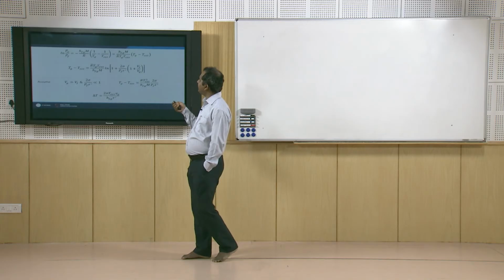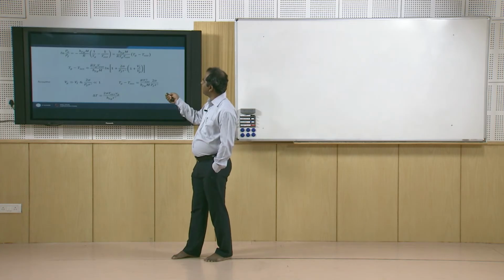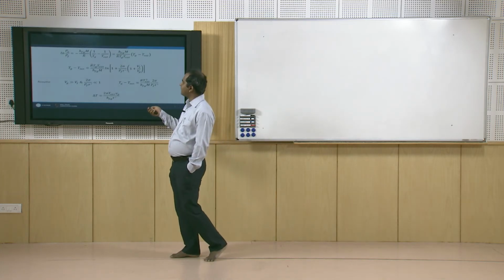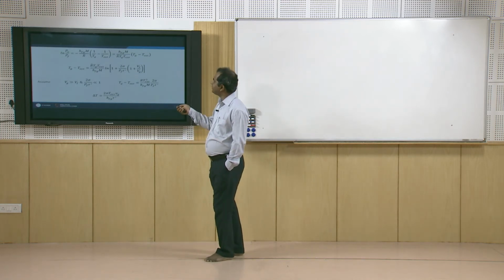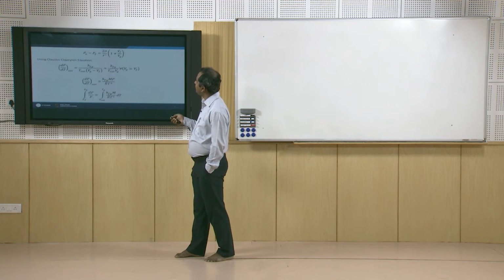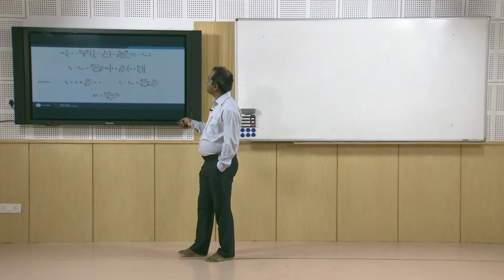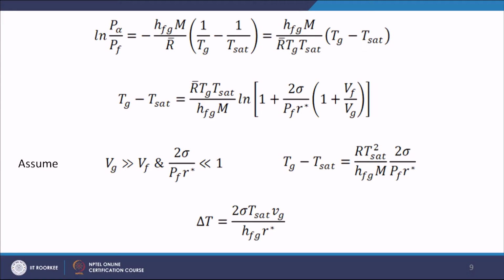Now, from here I can get Tg minus Tsat. Obviously this multiplier will go to the other side, and we will get R Tg Tsat divided by HFG m ln of this term. Once again, there was ln of P infinity by Pf, which we have already shown in the slide. P infinity by Pf is 1 plus of this term. So, that we have put over here: 1 plus 2 sigma by Pf r star into 1 plus Vf by Vg.